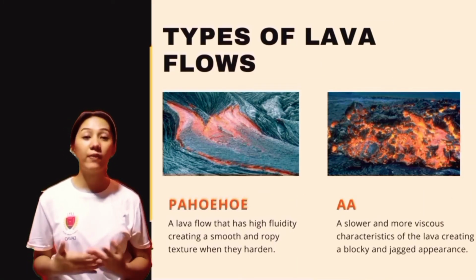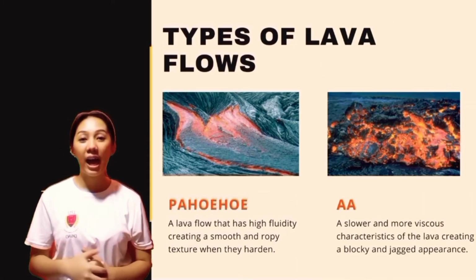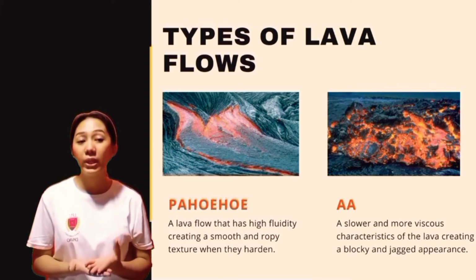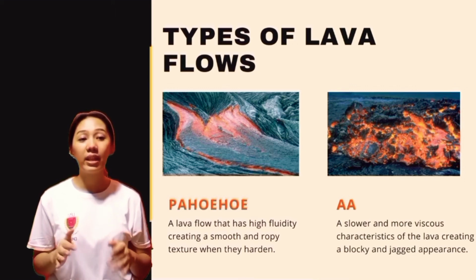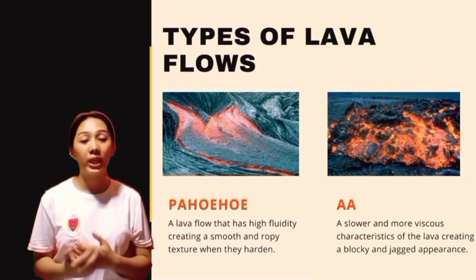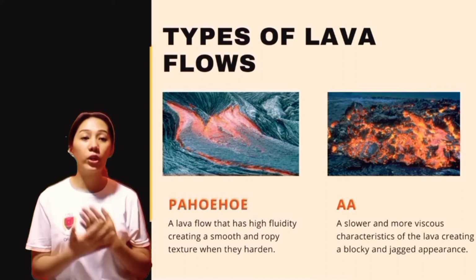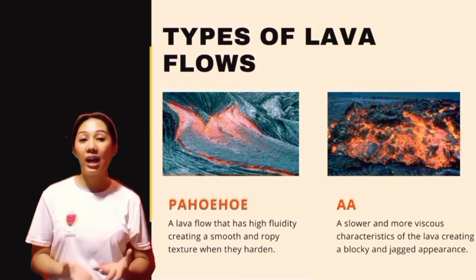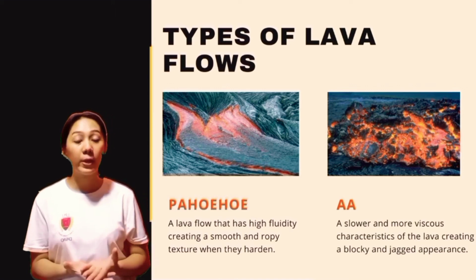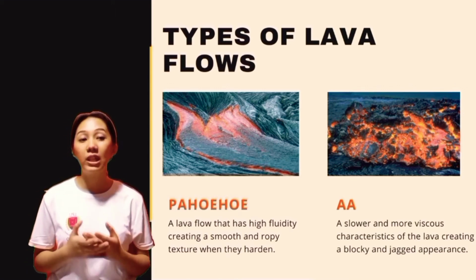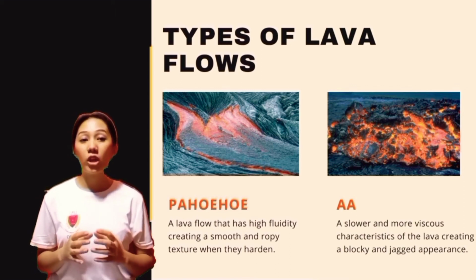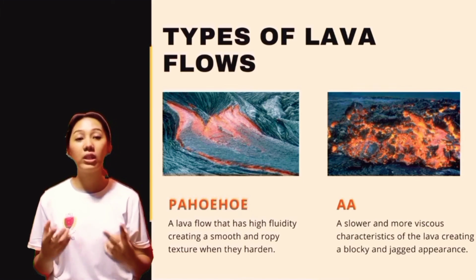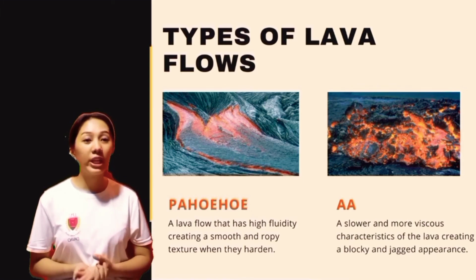There are two types of lava flows, the pahoehoe and aa. As you can see in the picture, pahoehoe is a lava flow that has a high fluidity, creating a smooth and rocky texture when it hardens. And as a pahoehoe cools down, it transitions into an aa. Aa, on the other hand, is a slower and more viscous lava, creating a blocky and jagged appearance, as you can see in the picture. Those are the two types of lava flows, the pahoehoe and the aa.